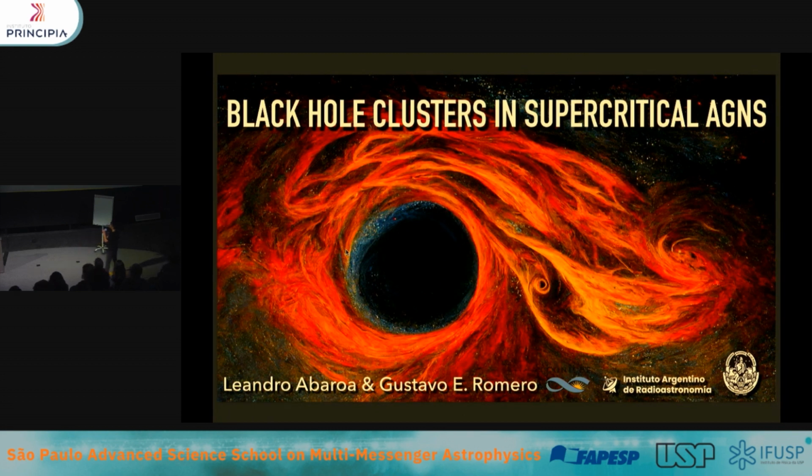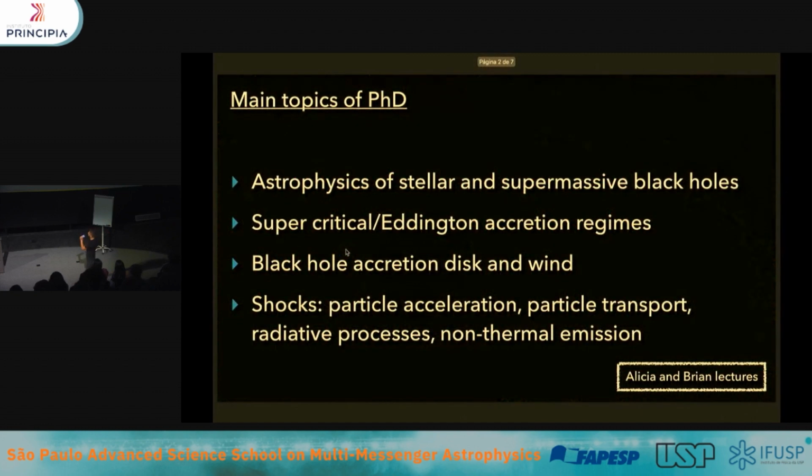But before, I want to show you the main topics of my PhD and pay attention to this second item here, because I work mainly with supercritical, or super Eddington, it is the same, accretion regimes. Basically, the idea is that we have a black hole that is accreting at very, very high accretion rates.